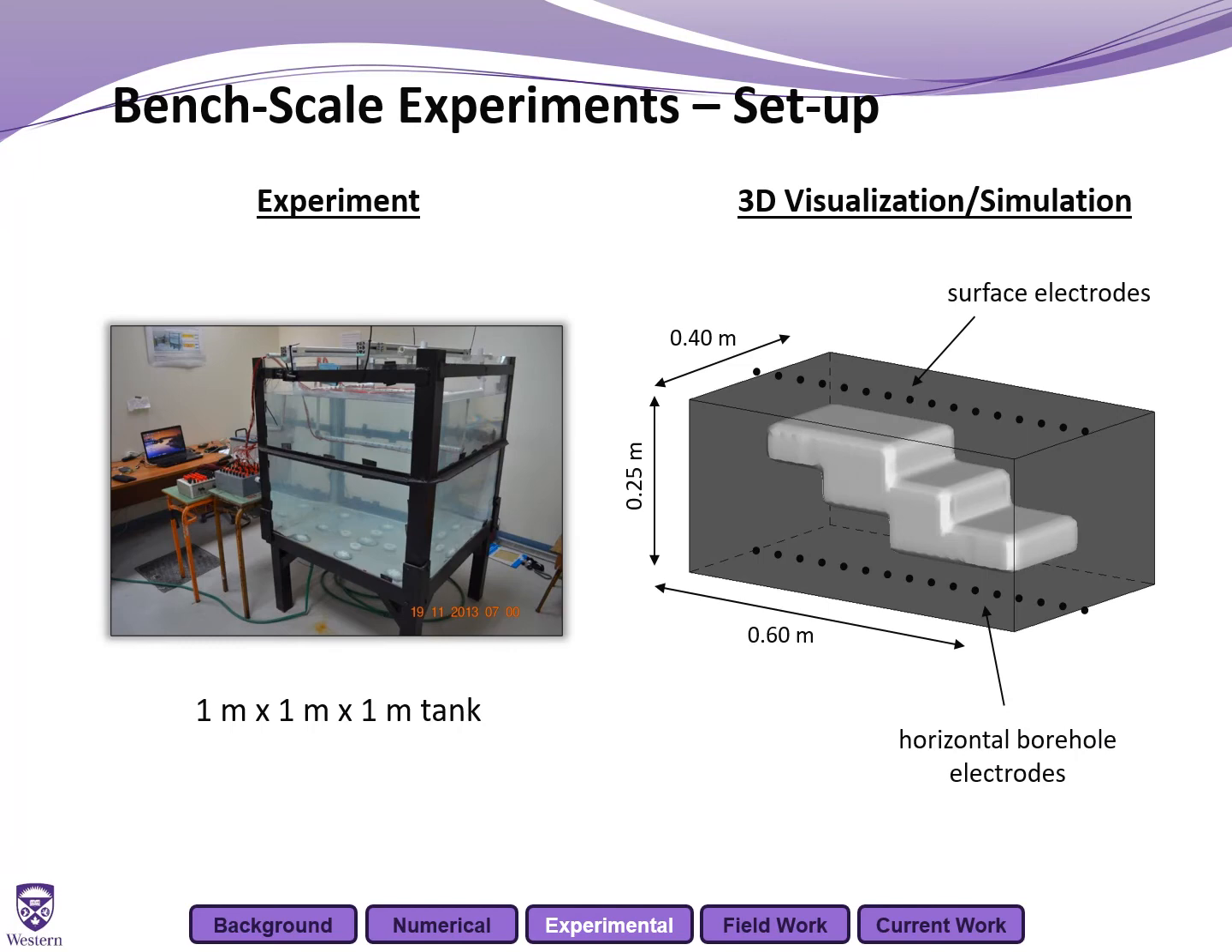We performed a number of numerical simulations, and also carried out tank experiments for this work, just to assess the feasibility of this approach. So here we have a 1 meter cube experimental tank, and on the right hand side we have the 3D visualization of the setup, where we have a medium sand staircase surrounded by a fine sand material. So when we inject the NAPL into the medium sand, it will only prefer to migrate within that staircase.